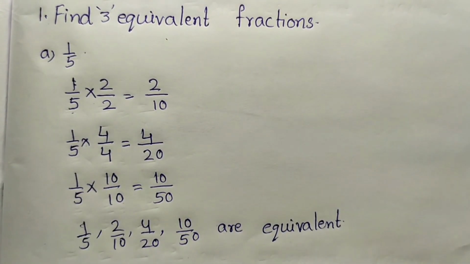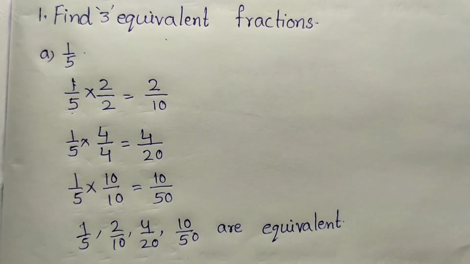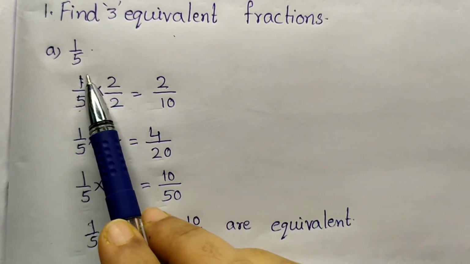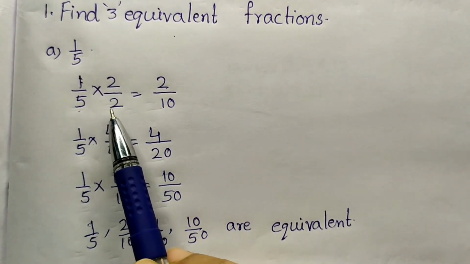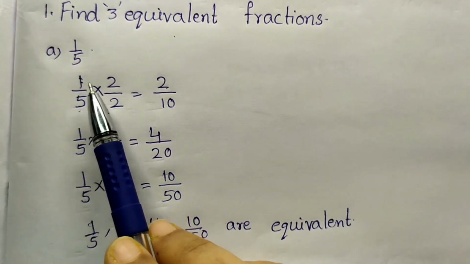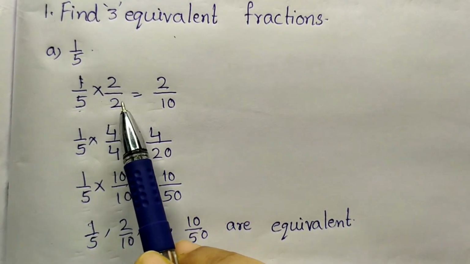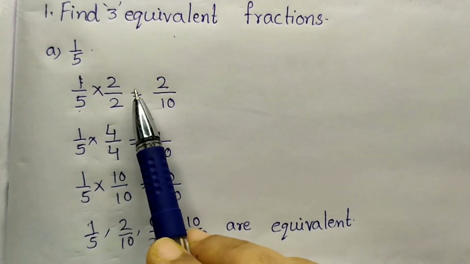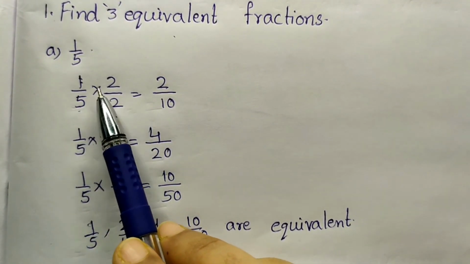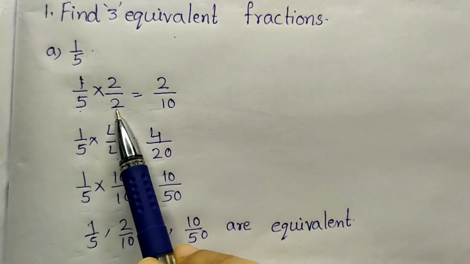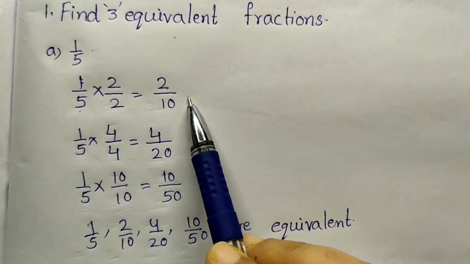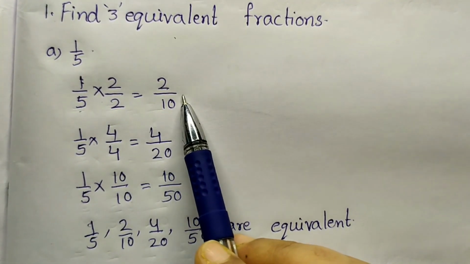See, for finding equivalent fractions, what we have to do? We have to multiply or divide the numerator and the denominator by the same number. So here we have 1/5, right? 1/5 times, I am multiplying by 2/2, which means we multiply the numerator and also the denominator. So 1/5 times 2/2 is equal to, multiply the numerators, 1 times 2 is 2, and multiply the denominators, 5 times 2 is 10. So we got 2/10. This is one equivalent fraction.